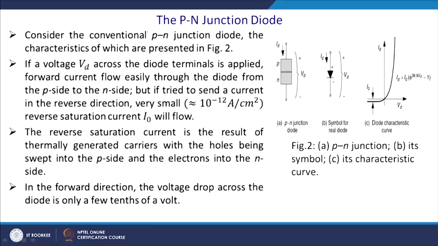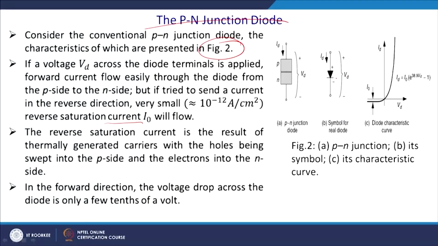Now, let us come to the p-n junction diode. It is quite familiar, I have nothing much to discuss. Consider the conventional p-n junction diode, the characteristics of which are represented in figure 2. If a voltage Vd across the diode terminal is applied, forward current flows easily through the diode from the p side to the n side, but if we try to send a current in the reverse direction, a very small reverse saturation current I0, about 10 to the power minus 12 ampere per centimeter square, will flow.